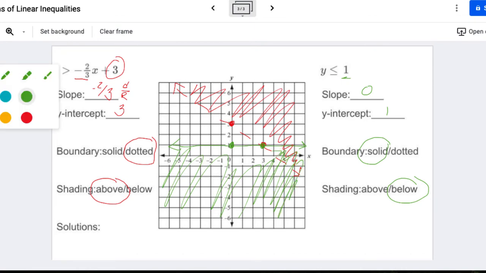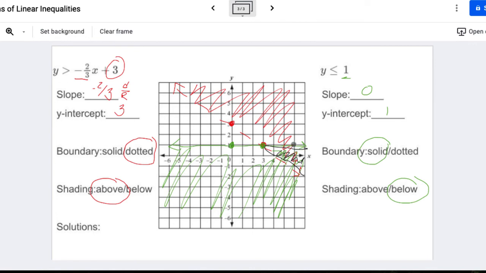So it looks like there's a really small intersection overlap, but there's not. There's an infinite number of coordinates in here. Remember, this goes on forever. This goes on all the way over here. So we're talking about a solution. Any coordinate in this overlap is part of the solution set. Okay? Not the dotted line, but the solid line still counts.